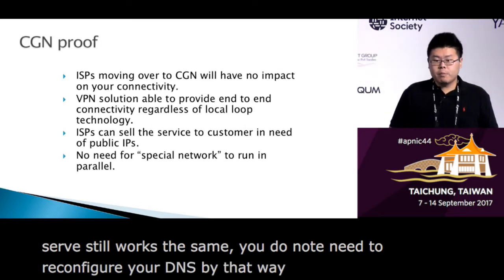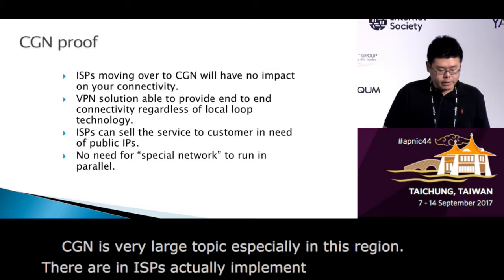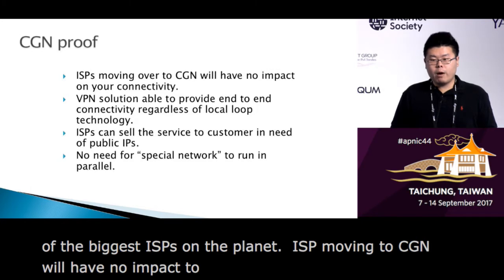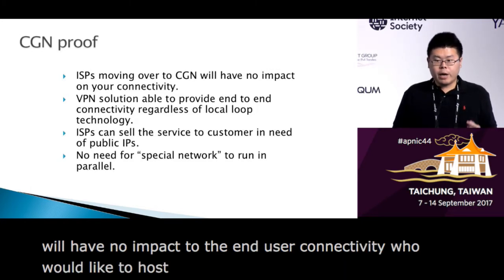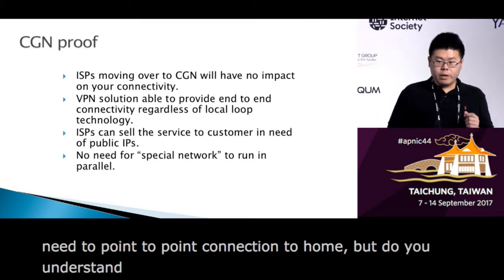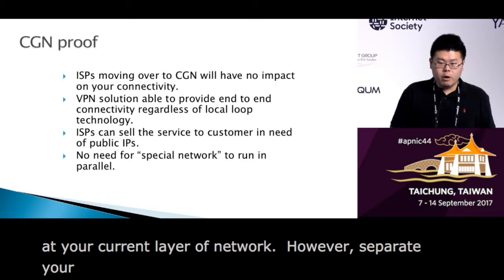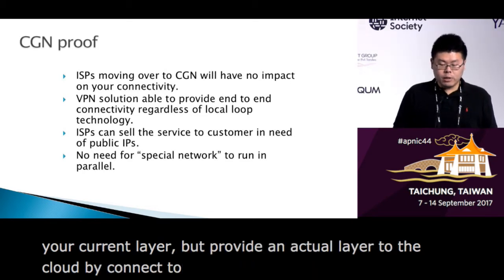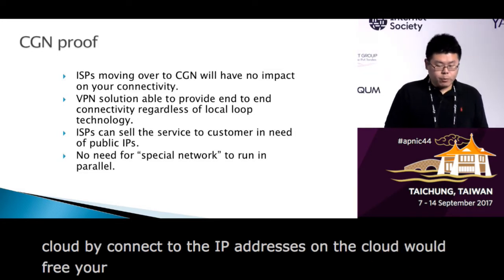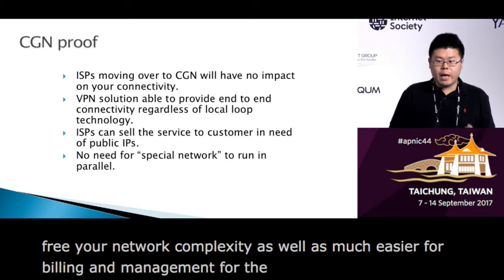And CGN is a very large topic, especially in this region, where many ISPs actually implement CGN, including some of the biggest ISPs on the planet. An ISP moving to CGN will have an impact on end users who like to host a game server at home, for example, or need point-to-point connections to home. But we do understand CGN lets you configure things at your current layer of network. However, separating your current layer and providing an extra layer in the cloud by connecting to the IP addresses there would free your network complexity, as well as make billing and management much easier for the minority of users who need point-to-point connections.